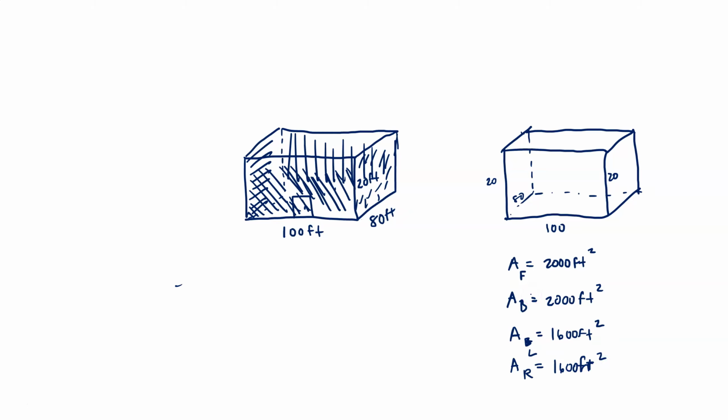Okay, so we're painting the building, and we're figuring out what is the square footage that we need to paint. We figured out all 4 sides, so we need to add them together. So 2,000 plus 2,000 is 4,000, plus 1,600 is 5,600, plus 1,600 is 7,200. 7,200 square feet is what we need to paint. And what we just figured out is called the lateral surface area. So this is lateral surface area.